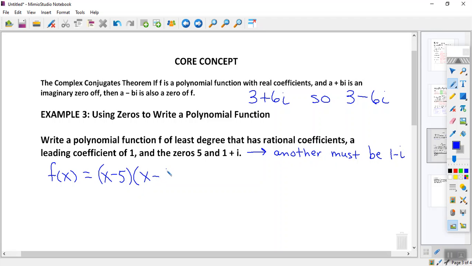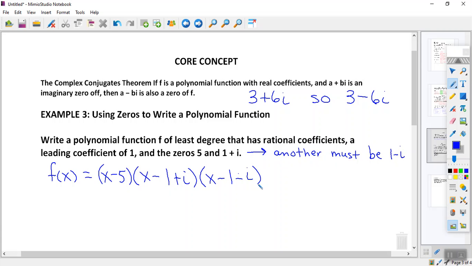X minus... and... you guys all agree with that? X minus 1 plus i and x minus 1 minus i, right? Okay.